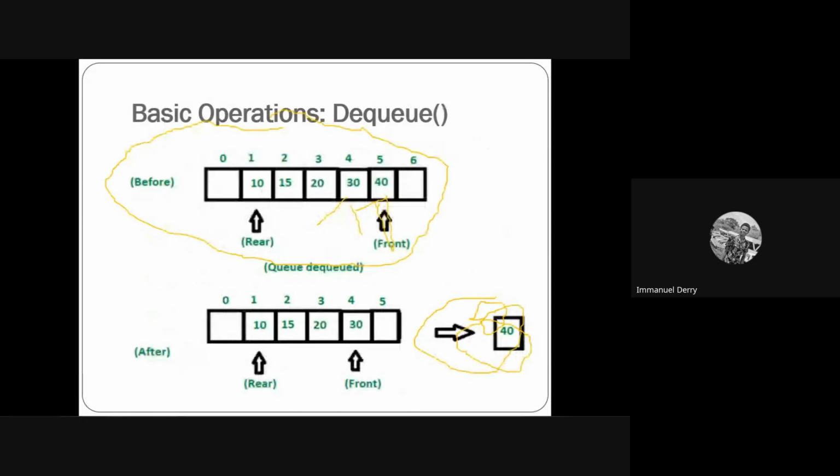And after the dequeuing, this is the new queue we have, with elements 10, 15, 20, and 30, whilst 40 has been removed from it. So that is how enqueuing and dequeuing basically works.